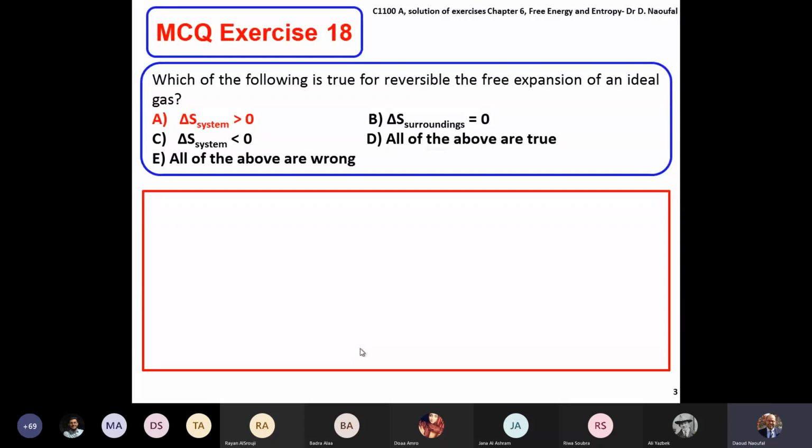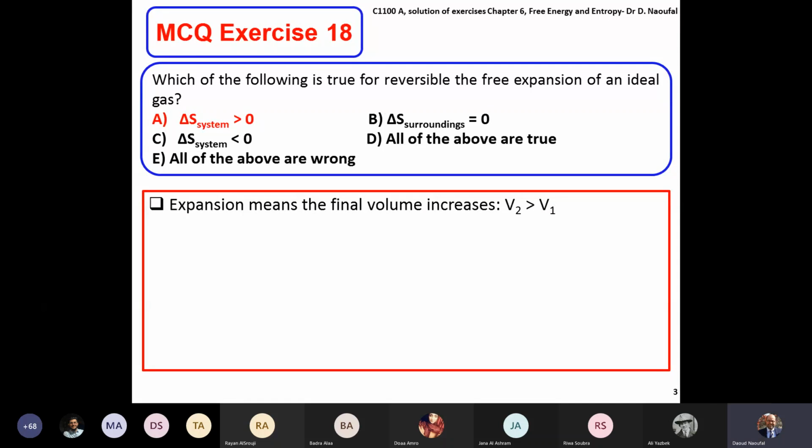Exercise 18, MCQ 18. Which of the following is true for the reversible free expansion of an ideal gas? Delta S of the system positive, delta S surrounding equals 0, delta S system negative, all the above are true, or all are wrong. What is the meaning of expansion?